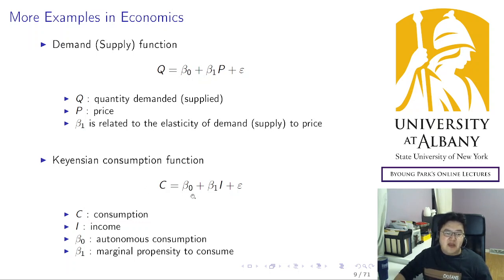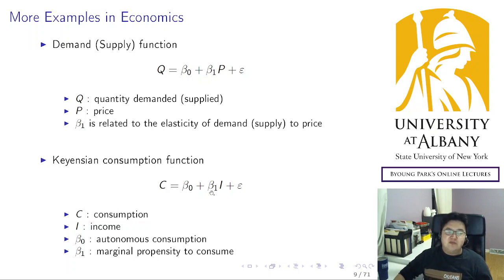The parameter beta 0 in particular means the amount of consumption that does not depend on income. So even if you do not have any income, you still have to consume this much. So we call this autonomous consumption. You have to spend a minimum amount on, say, food or rent or the basic things.